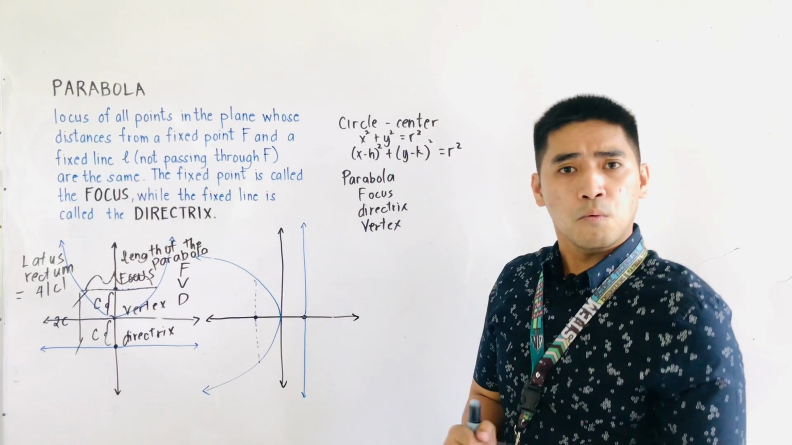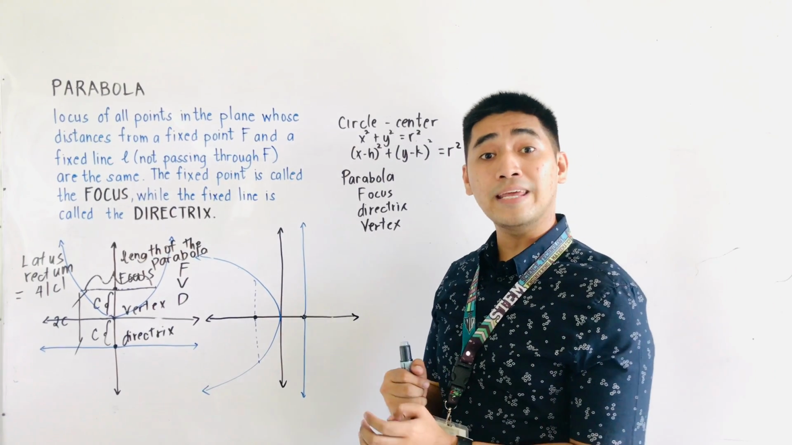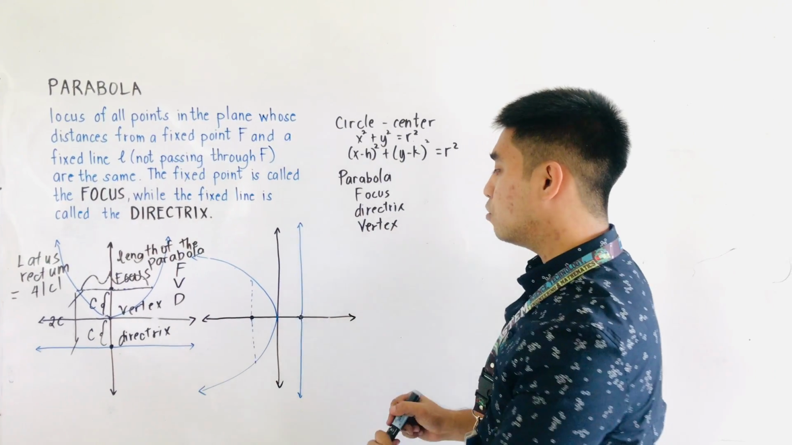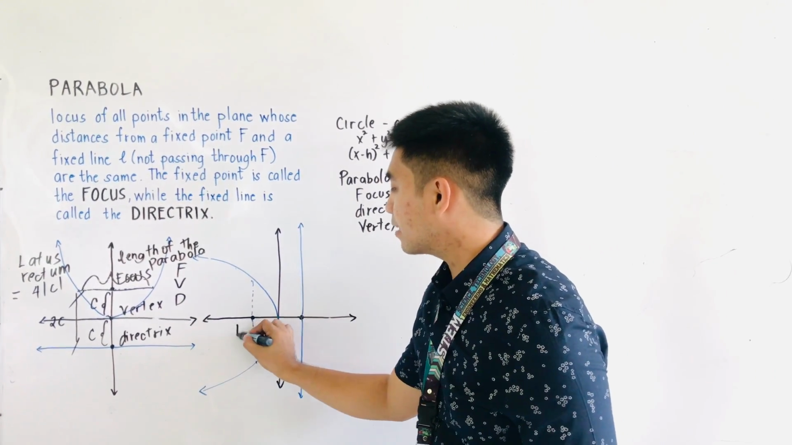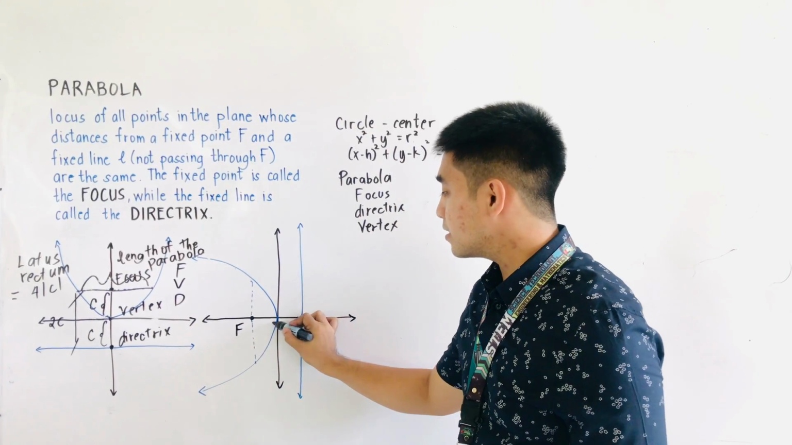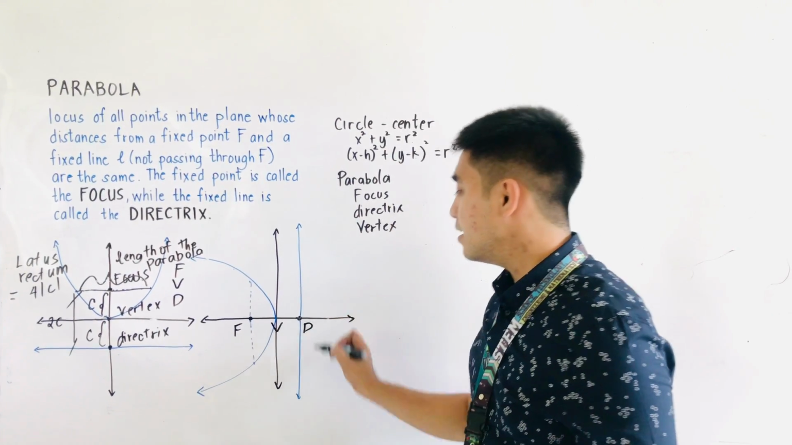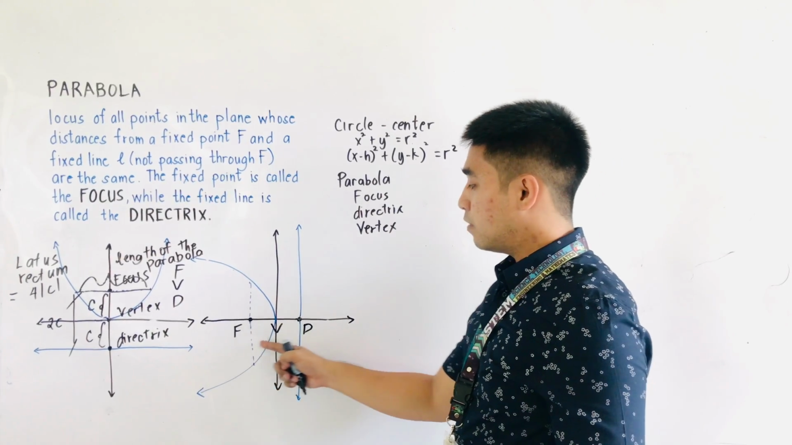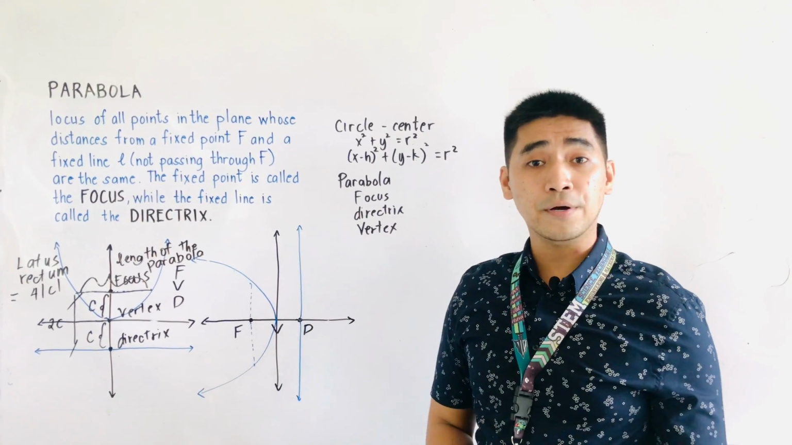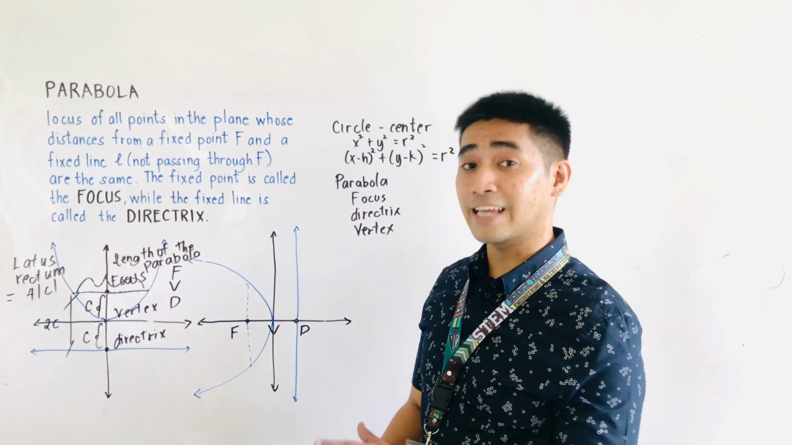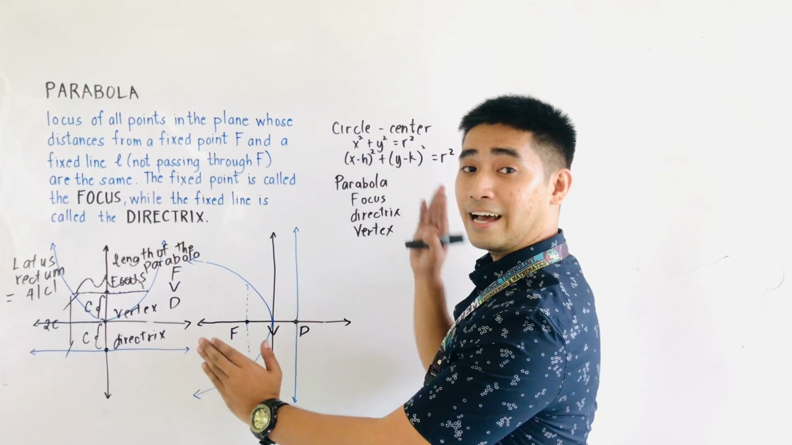Okay, so that is now where we could find the focus, directrix, and the vertex if the parabola is opening upward. What if the parabola now is opening to the left? If the parabola is opening to the left, always remember that this is the focus, this is the vertex, and this is the directrix. That is F, V, D. Always remember that the vertex is in the center of the focus and the directrix.